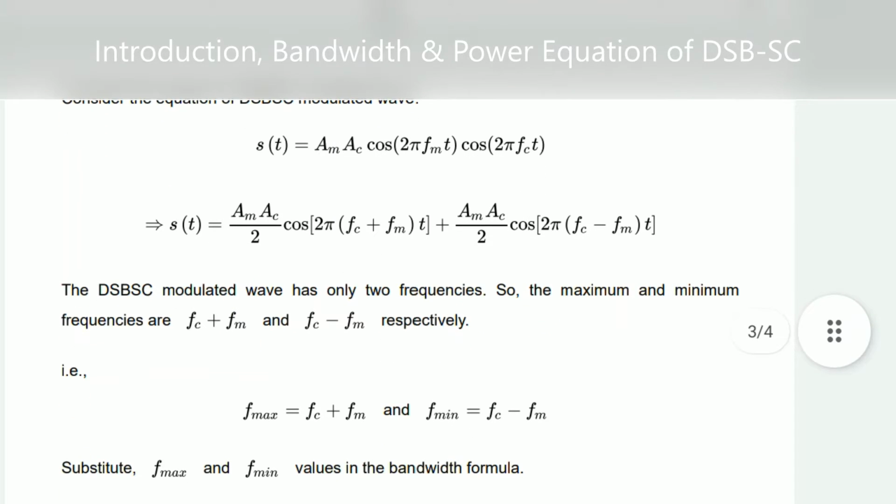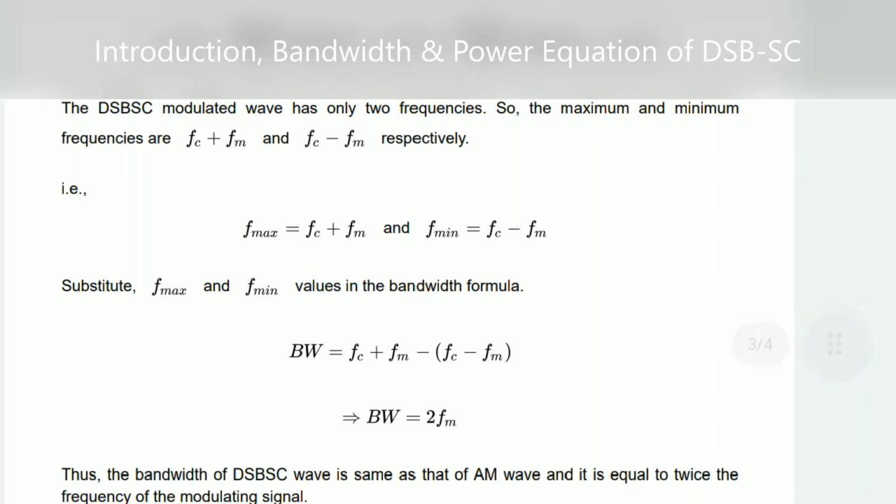So how much is the maximum frequency? That is fc plus fm, and the minimum frequency is fc minus fm. We got the maximum and minimum frequency. Now we can find the bandwidth. How much will the bandwidth be? It will be twice fm. So bandwidth is twice fm. From this we can say the bandwidth of double sideband suppressed carrier and the bandwidth of double sideband transmitted carrier are equal.